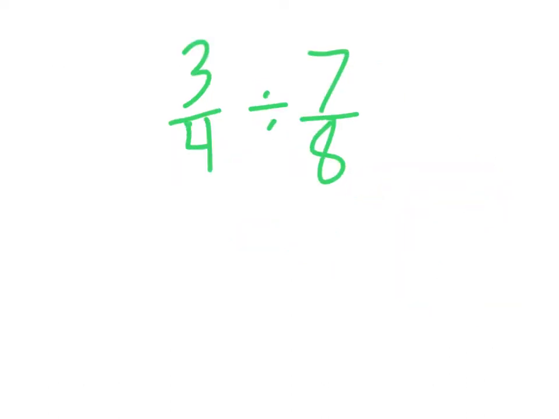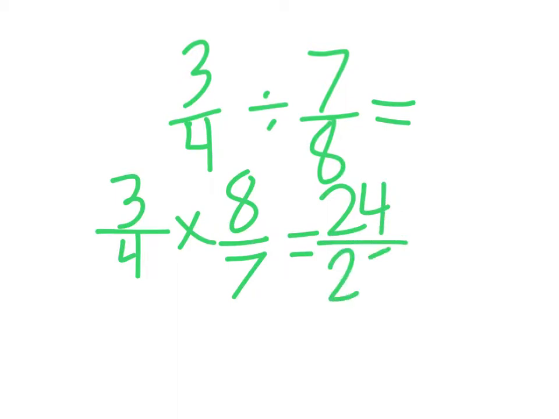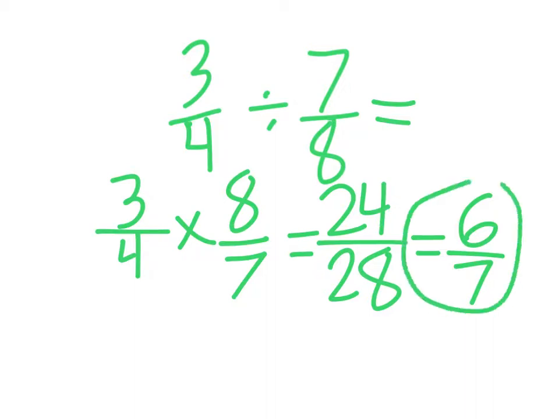Here we have another example of 3/4 divided by 7/8. So we're going to want to change the 7/8 into a reciprocal of 8/7, and then multiply the 3/4 and the 8/7 together. 3 times 8 is 24. 4 times 7 is 28. We can simplify this by dividing by 4 on top and bottom. 24 over 4 is 6. 28 over 4 is 7. So 3/4 divided by 7/8 is 6/7.